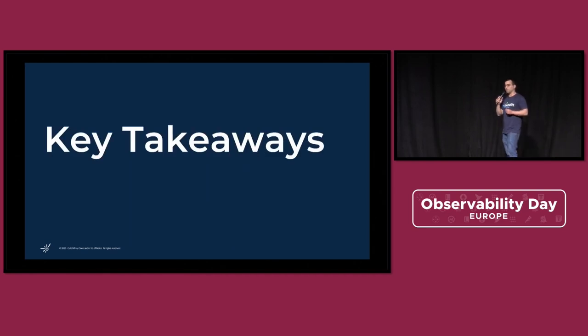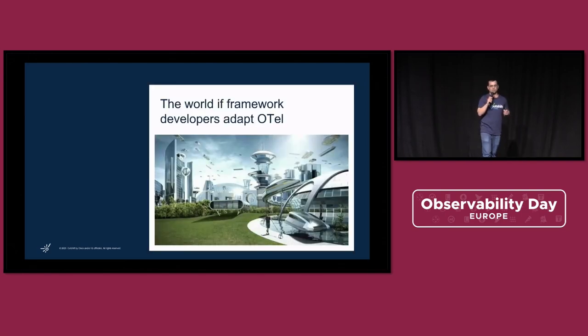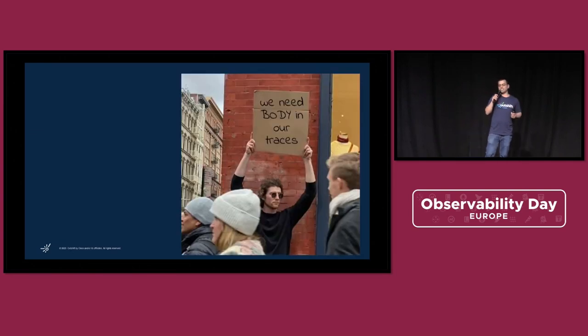So to wrap things up, I want to focus on three key takeaways from this talk. The first thing is that it is so great to see that OpenTelemetry is becoming really popular with framework developers, and it makes the life of all of us much, much easier. The second thing is that we need the body in our traces. We've known it from our experience in observability. Now we've seen it in security as well. And as I go on, I see more and more people that support it. So I really hope that in the future, we will be able to see this support natively in OpenTelemetry.